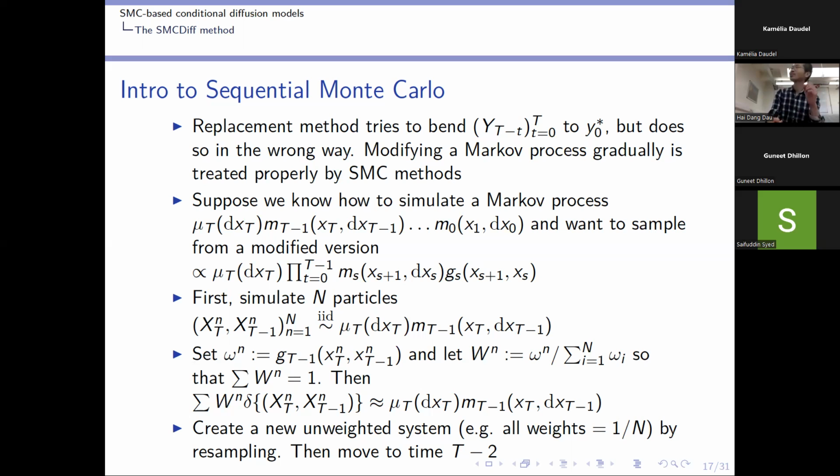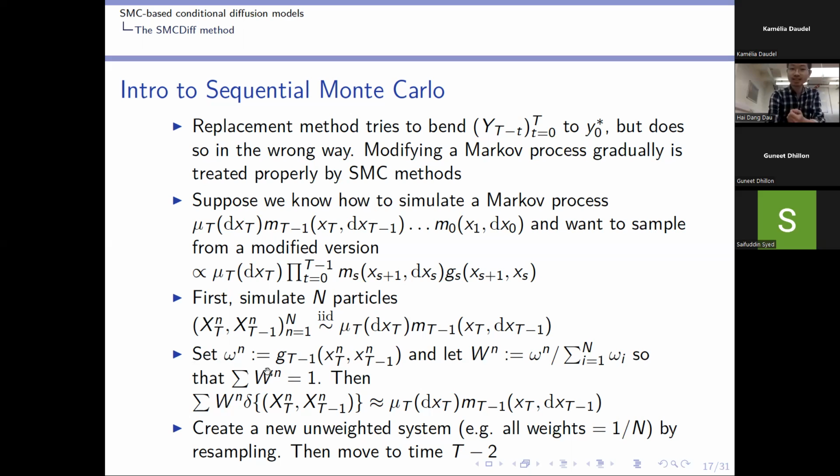So I'm trying to summarize something in 3 lines. Here, first you simulate N particles, x_{t-1}^n, n from 1 to capital N, and they are all IID according to the Markov measure of xt and x_{t-1}. This you can do because you know how to simulate the Markov process. Next, you are going to take into account g_{t-1}, the additional term here.